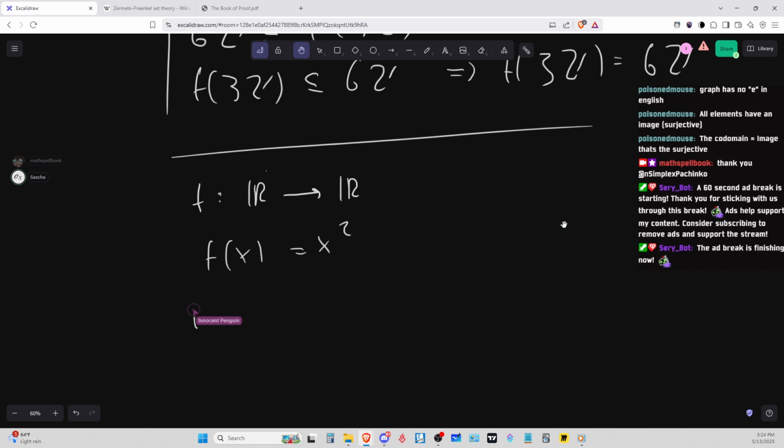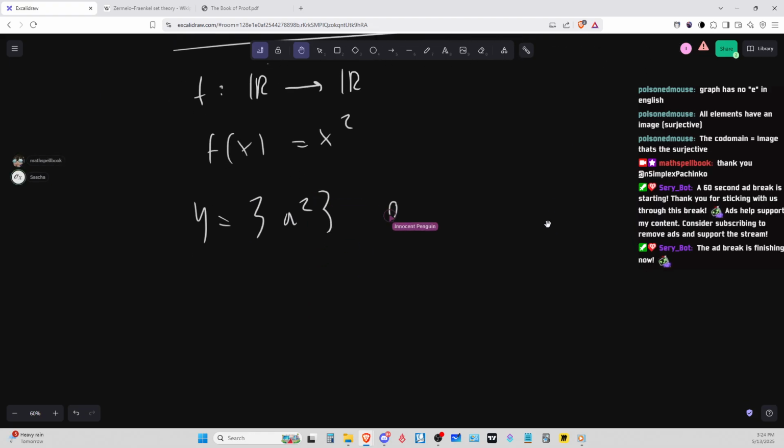And let's say we want our set y to be a singleton. It's going to be, I don't know, a square. Okay, so let's say a is not 0. It doesn't matter, you just have to say it's not 0.